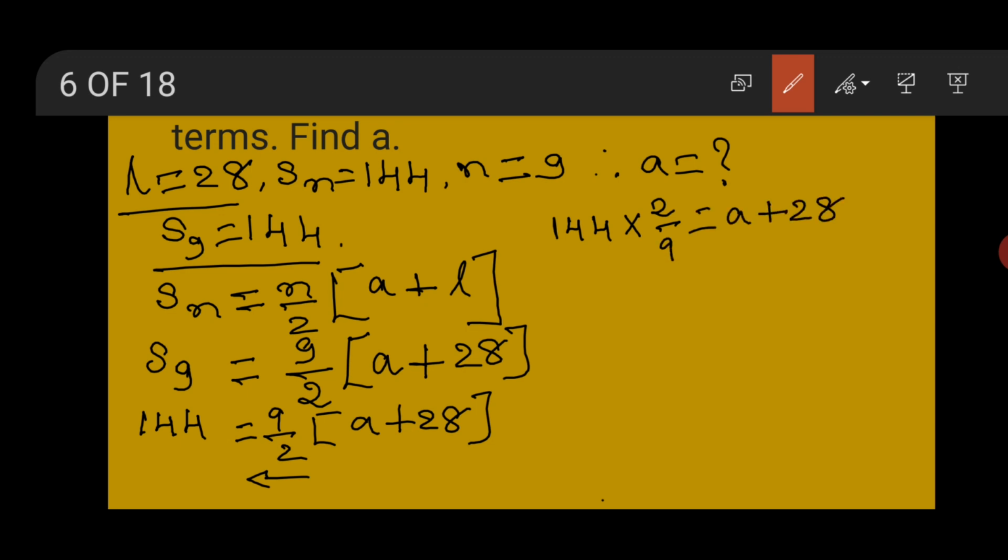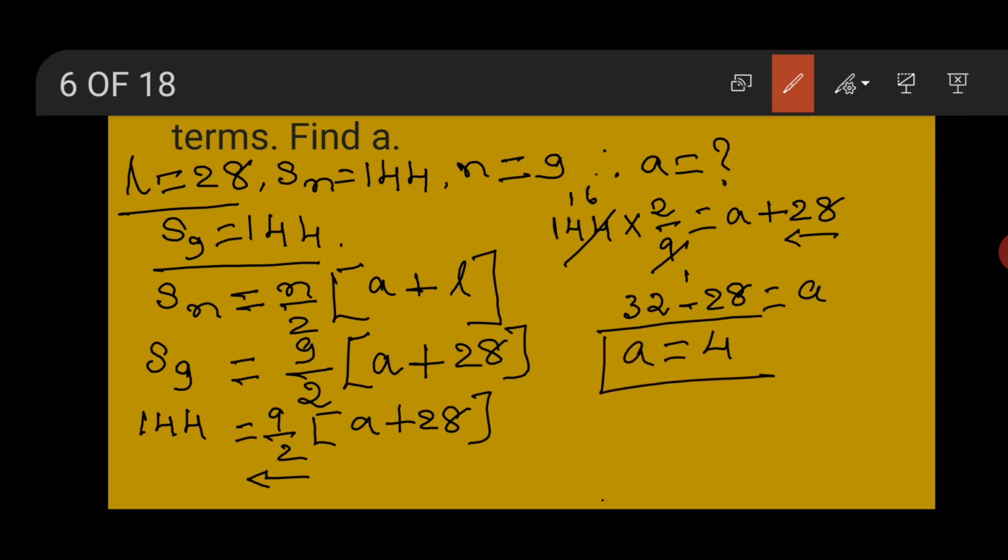Now 144 divided by 9: 9 ones are 9, 9 sixes are 54, so it is 16, and 16 twos is equal to 32. Carry plus 28 to this side, it becomes minus 28 is equal to a. Therefore, subtract 32 minus 28 is equal to 4. What is the value of a here? Therefore, a is equal to 4. Right?